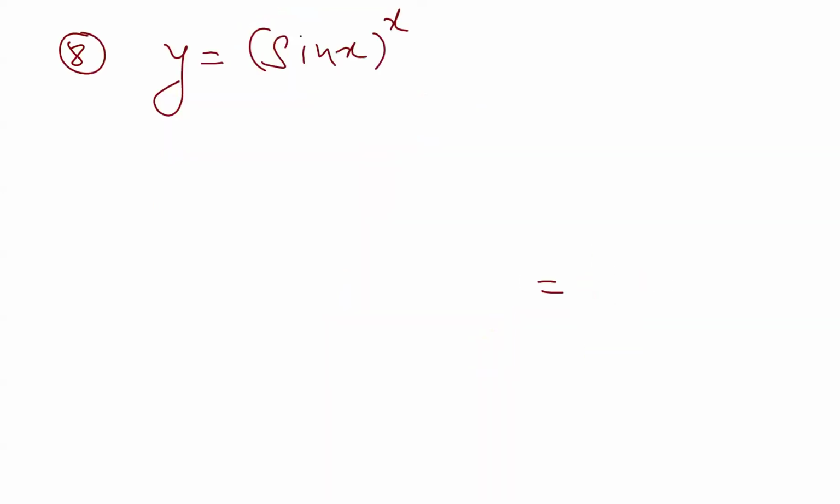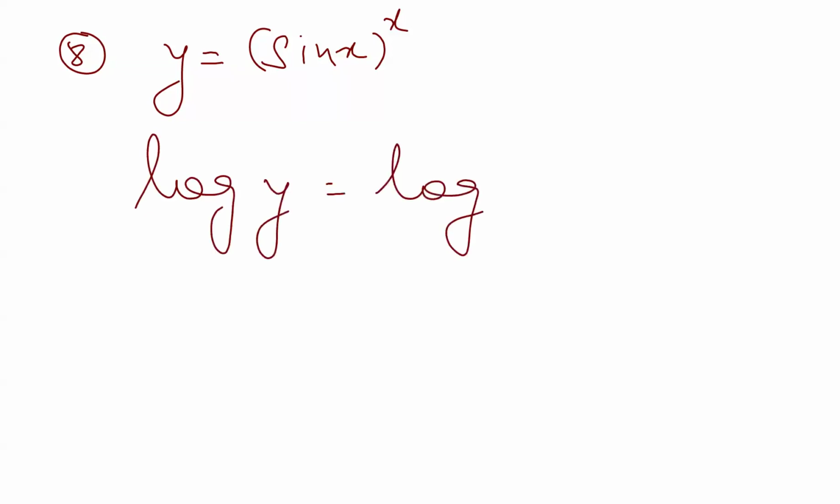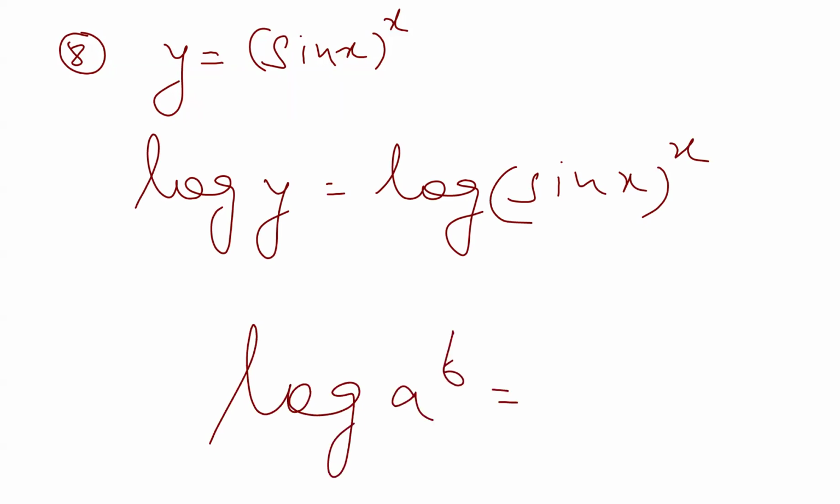Now look at the base. Look at the base. So we are having base with x, and look at the power with x. So when we are having base with x and power with x, okay, we have to use logarithmic differentiation. Fine. So taking log on both the sides, log y is equal to log sin x raised to x. Okay, now we have a property log a raised to b, which is equal to b log a.